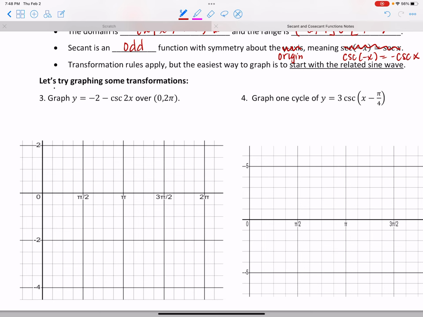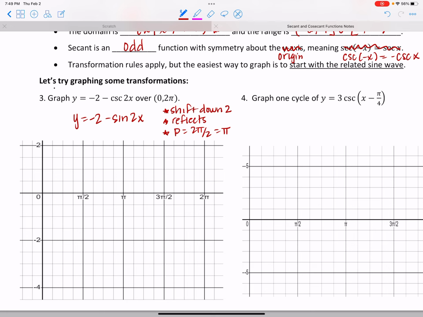Transformation rules apply, but the easiest way to do this is to start with our sine wave. Start with the sine wave, and then we use that as our reference, and then the reciprocal just goes the opposite directions. So, let's go ahead and try to graph y equals negative 2 minus the sine of 2x over the interval from 0 to 2 pi. So this one is going to shift down 2, it's also going to reflect, and then the period is going to change because I got to fit 2 cycles in there. Period is 2 pi divided by 2, so it's going to be 1 pi. So I've got to fit 2 cycles in there from 0 to 2 pi.